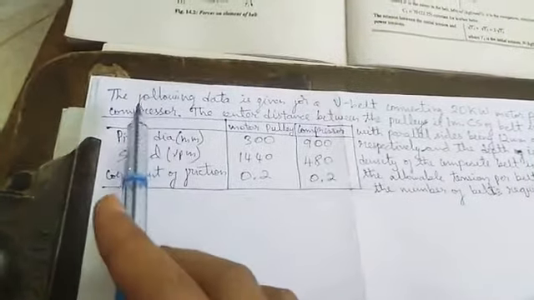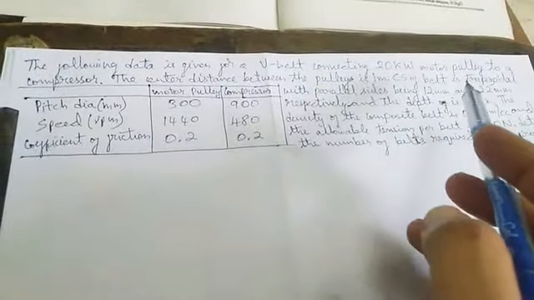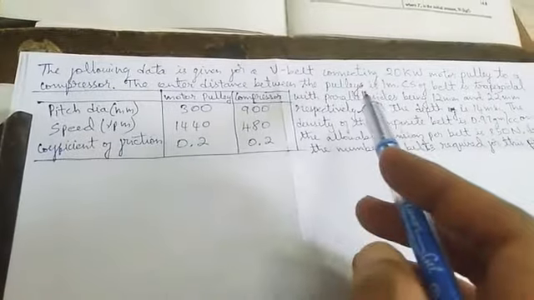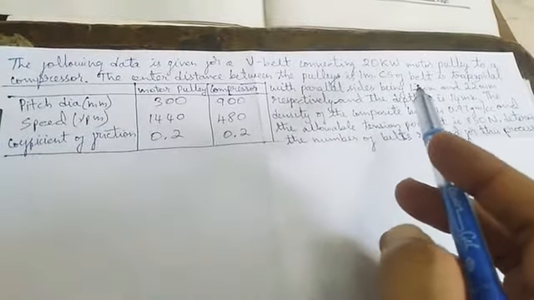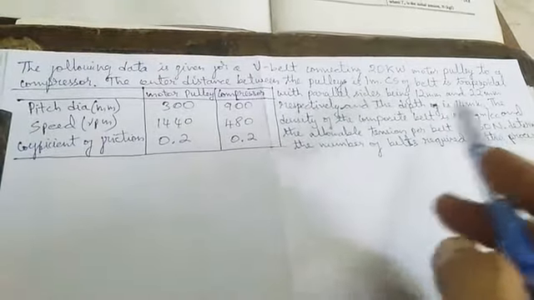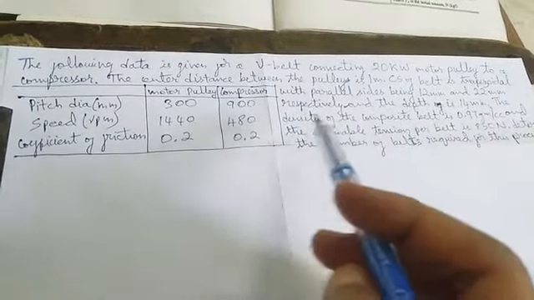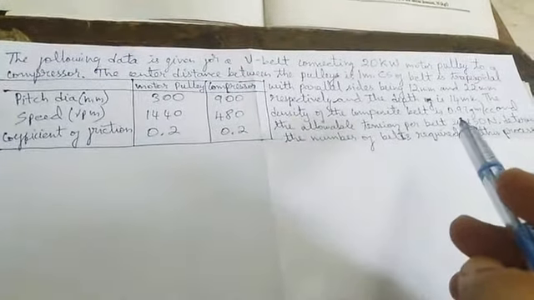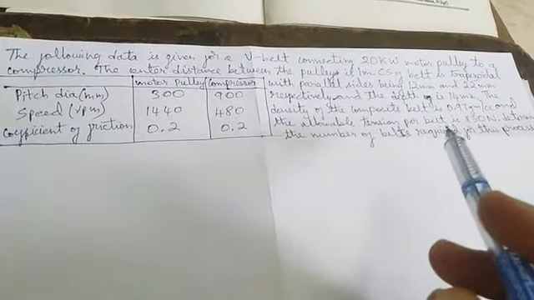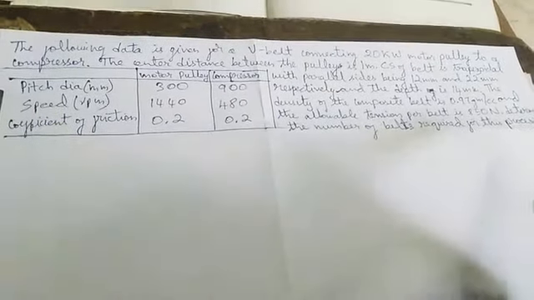We'll see the next problem. The following data is given for a V-belt connecting a 20 kilowatt motor pulley to a compressor. The center distance between the pulleys is 1 meter. Cross section of belt is trapezoidal with parallel sides being 12 mm and 22 mm respectively, and the depth is 14 mm. The density of the composite belt is 0.97 gram per cc, and the absolute tension per belt is 850 newtons. Determine the number of belts required for this process.